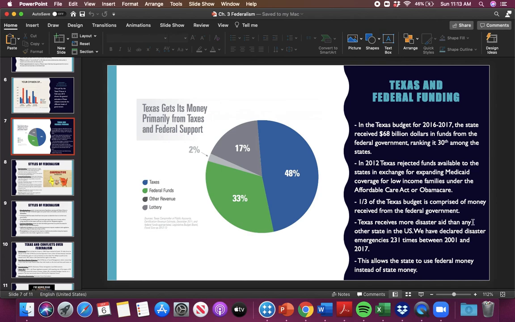So we do receive more disaster aid than any other state, and we receive this on top of the fact that our government has a rainy day fund for emergencies, but we refuse to use it. We would rather take the money from the federal government than use our own money. So again, this shows a reliance on the federal government that many Texans do not like to acknowledge.